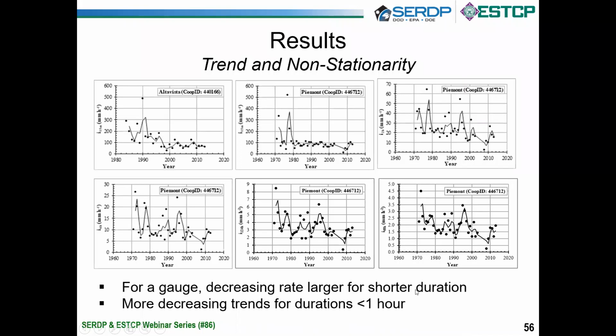Also, for a shorter duration, the decreasing rate is large. Please remember that we detected this decreasing trend. The decreasing rate ranges from 0.01 to 2.54 millimeters per hour. So for a shorter duration, this decreasing rate is larger than for a longer duration.